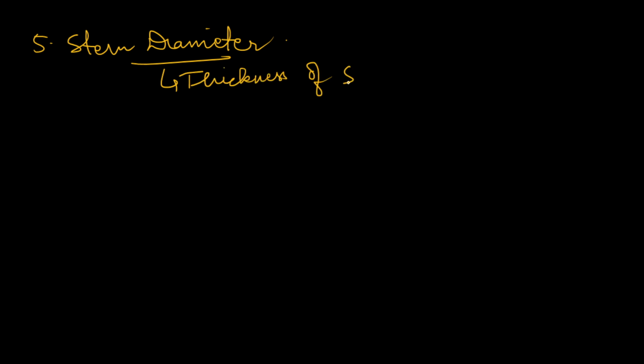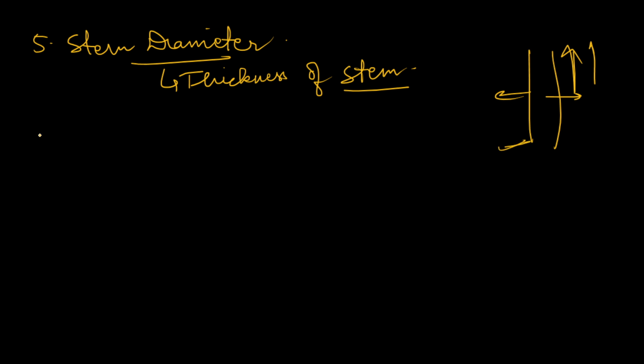Stem diameter can be measured. That is the thickness of the stem. So whenever you see that the plant doesn't only grow in height, the plant stem also widens, it also thickens. So you can measure this also. This can be a very useful parameter for measuring growth. We can measure the number of leaves.